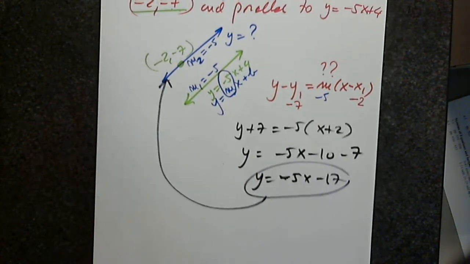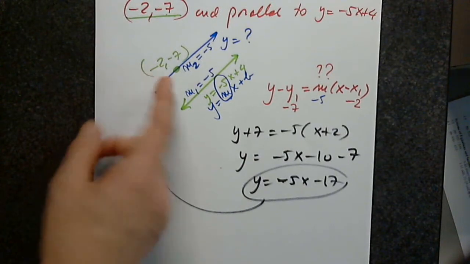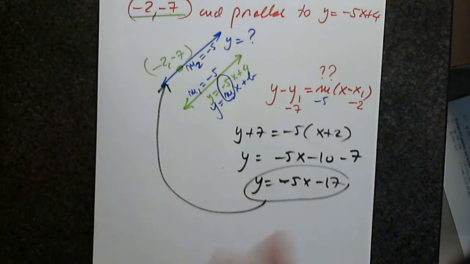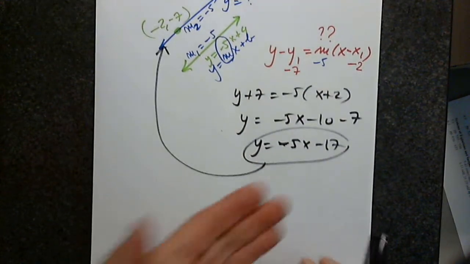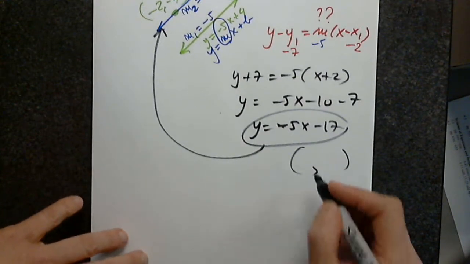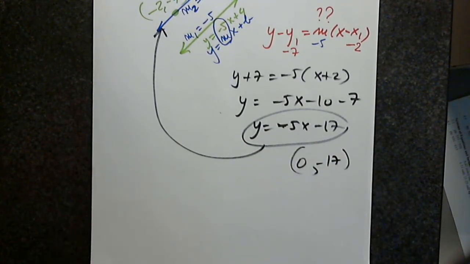And I guarantee you that it passes through this point, because we used the -2 and -7, and it has the slope -5 as we see. Now, if I ask you what the y-intercept of this equation is, what will you say? (0, -17). Any questions on this?